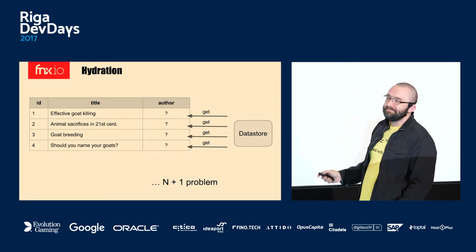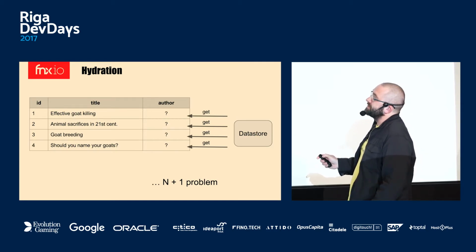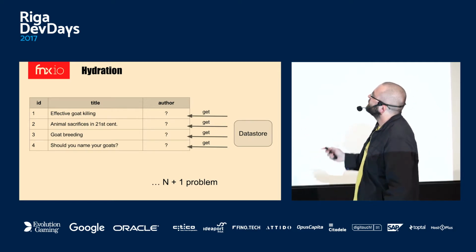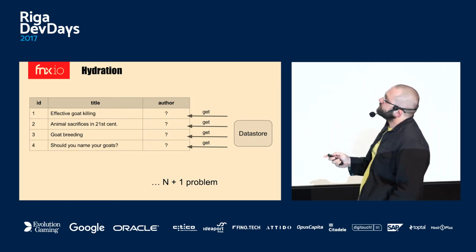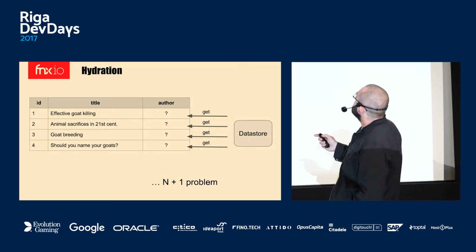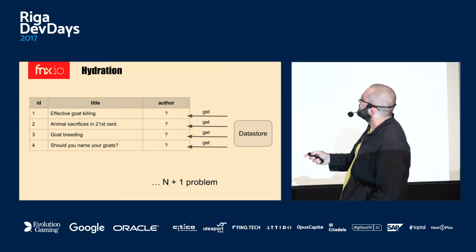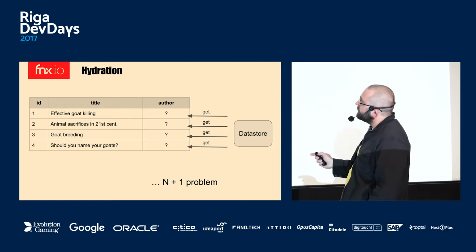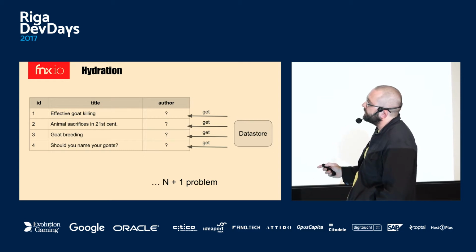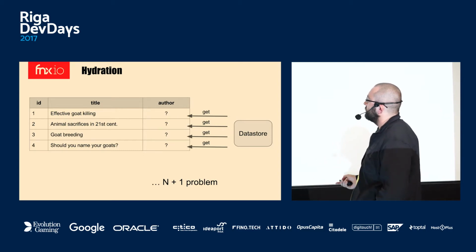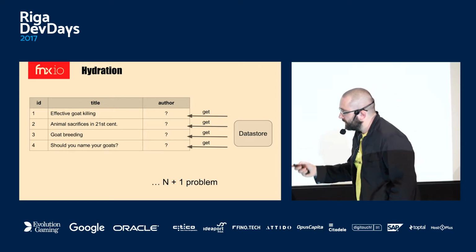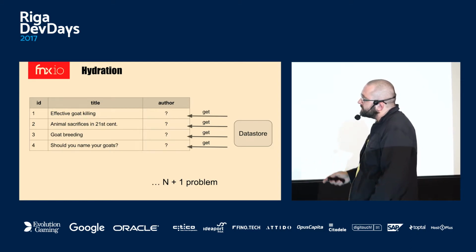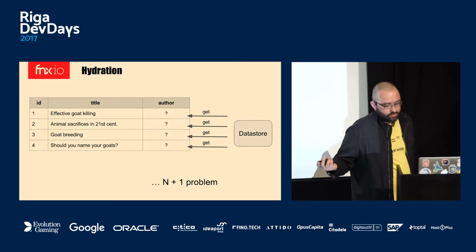I have articles with some authors, obviously, and I want to list articles with the name of the author. So I can iterate through the list of articles and get from the data store information about the author. It's called the N+1 problem, when you create one query, and then N other queries to fetch the details. So don't do that.